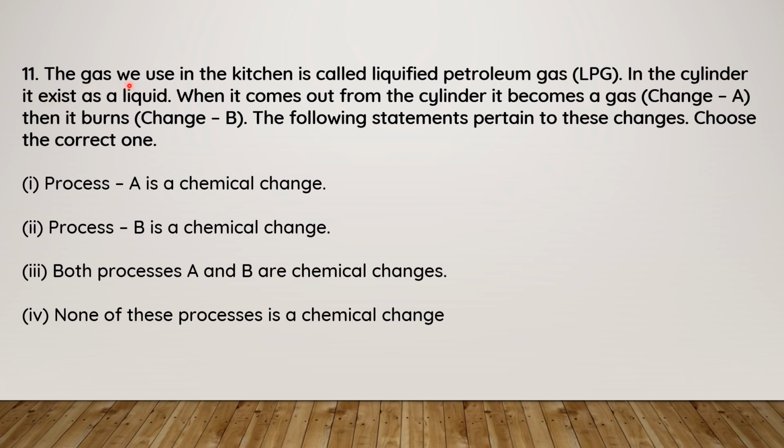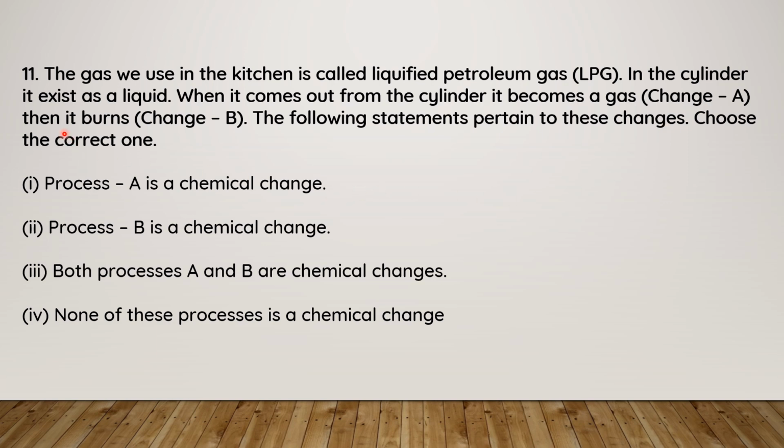11th one. The gas we use in the kitchen is called liquefied petroleum gas, LPG. You have heard of the cooking cylinder in our kitchen, that gas is called LPG. And do you know what CNG is? CNG is compressed natural gas, and this is LPG. In the cylinder, it exists as a liquid, not in the pure gaseous form. When it comes out from the cylinder, it becomes a gas. So inside the cylinder it is in liquid form, and when we open it, the gas comes out.